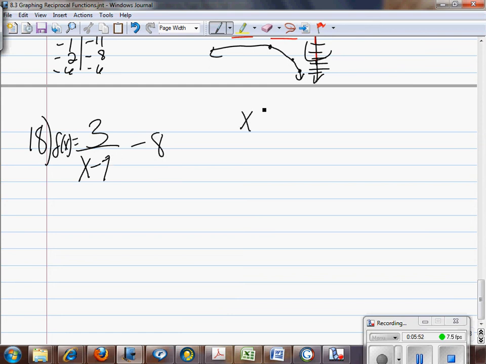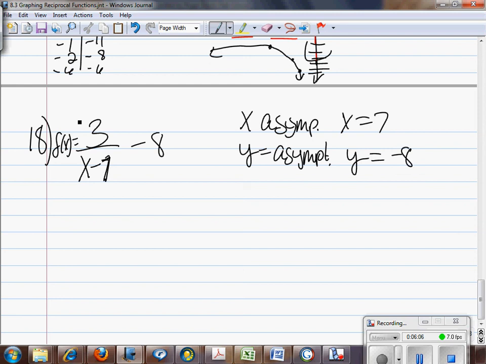So this is the function. My x asymptote would be, this is a 7, x is equal to 7 because that's what would make the denominator equal to 0. My y asymptote is going to be y is equal to negative 8 because this would go towards 0, I'd take away 8. You'll notice the pattern here that once it's in standard form, this is always going to be the y-intercept. I'm not going to find the points on this one again. You can do that on your own.